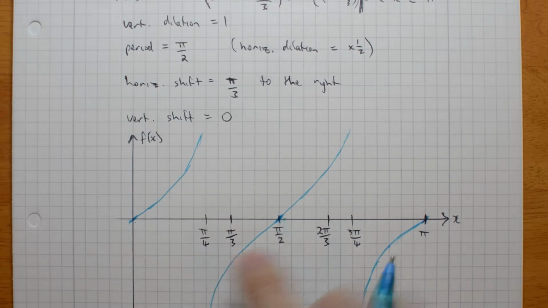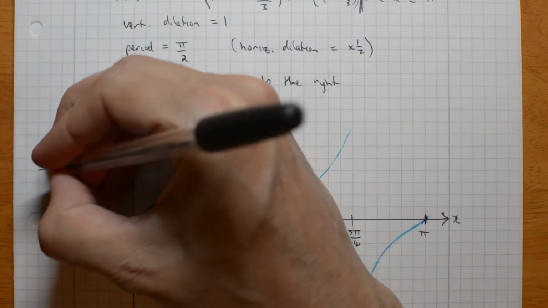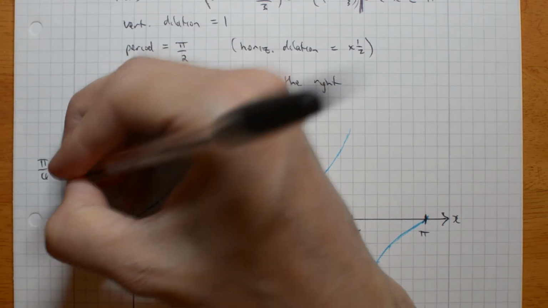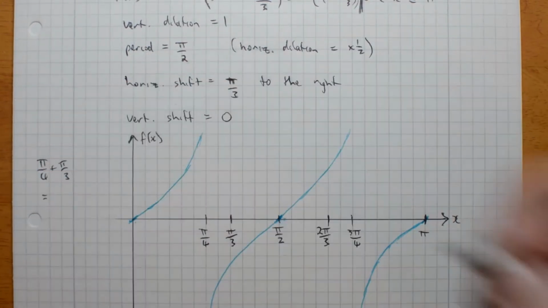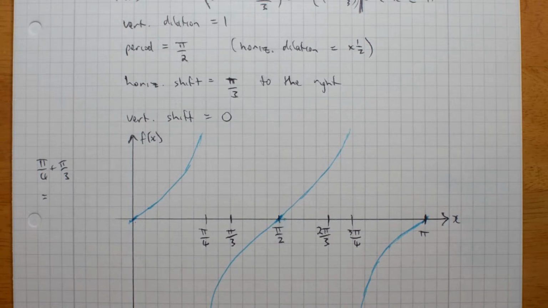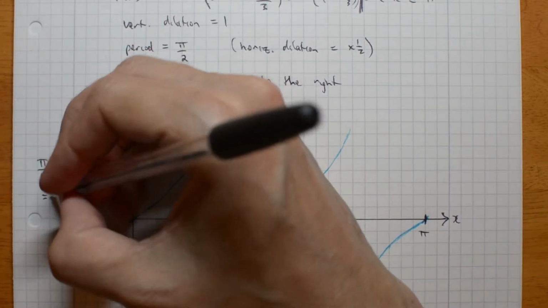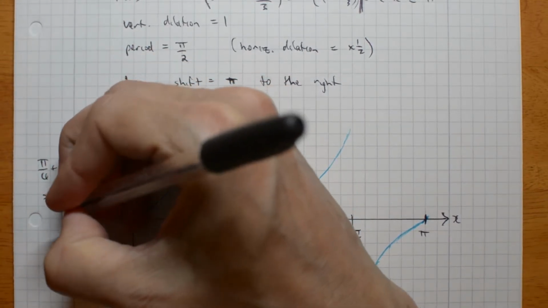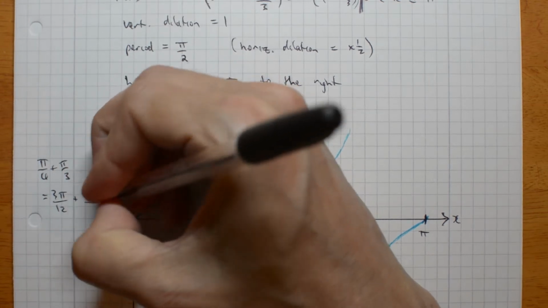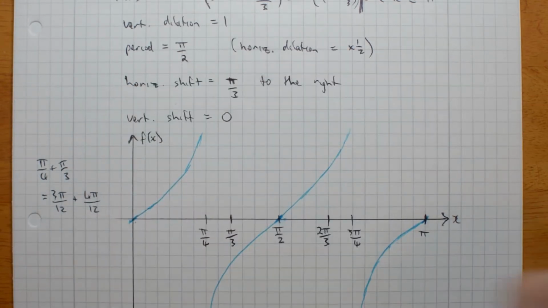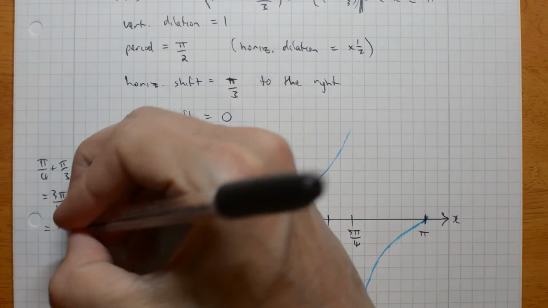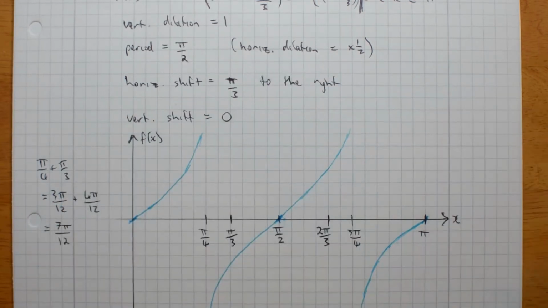Now, given that the purpose of this whole exercise is to be able to do this without technology, let's make sure we can add pi on 4 and pi on 3 without a calculator. Pi on 4 plus pi on 3. I'm going to need them both to be twelfths, as I tried to foreshadow earlier. That's 3 pi on 12 plus 4 pi on 12, which means I've got 7 pi on 12.